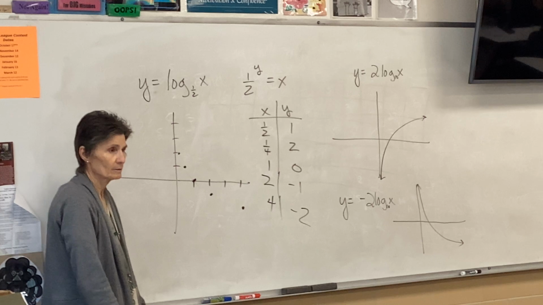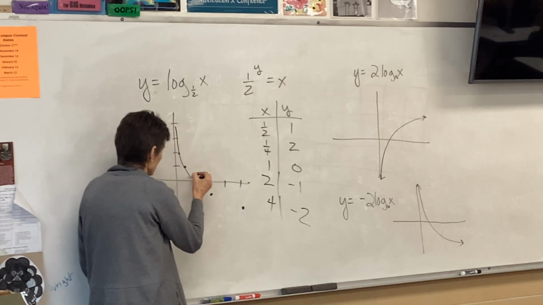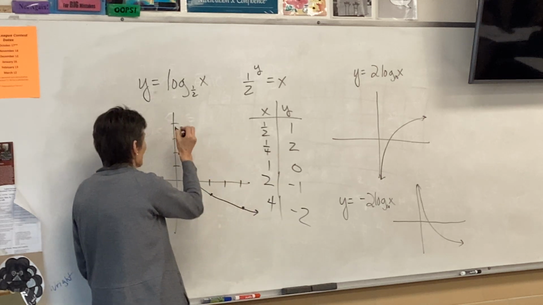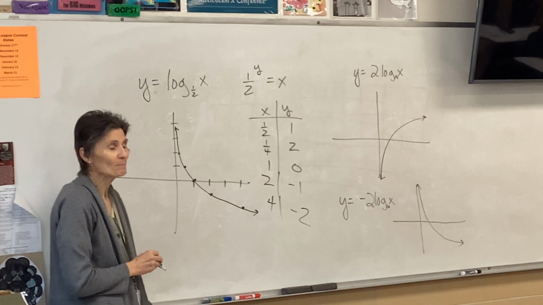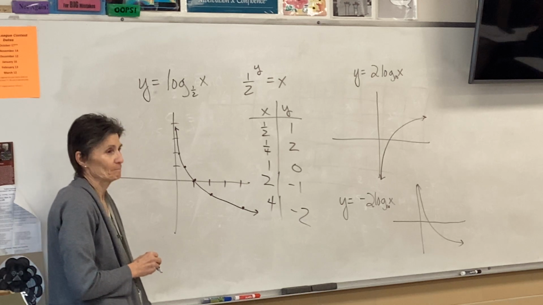What's happening here? Exponential decay. Well, no, it's not exponential decay, it's a logarithmic curve. It's a logarithmic curve, but it is going down. It is going down. And what does it look like?